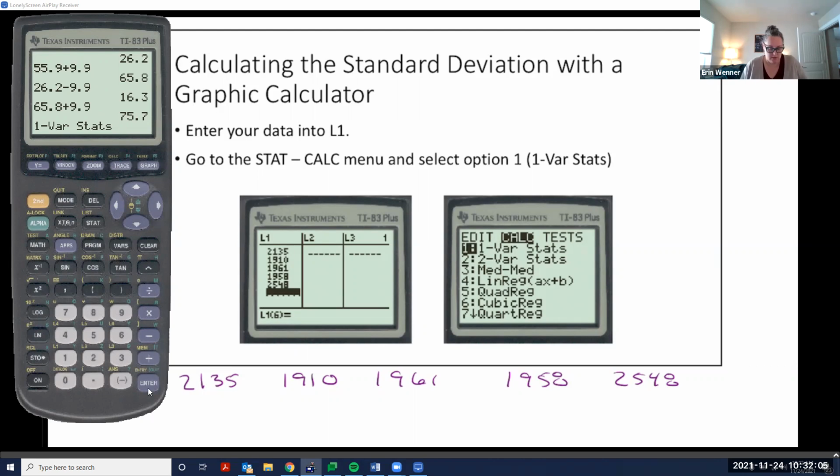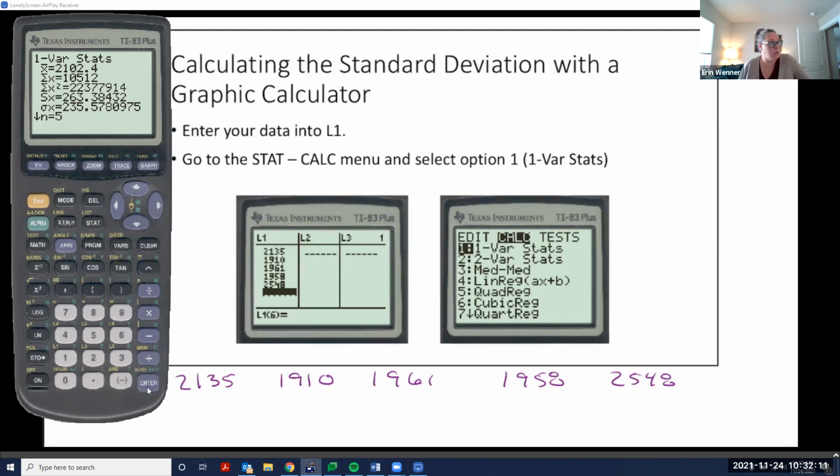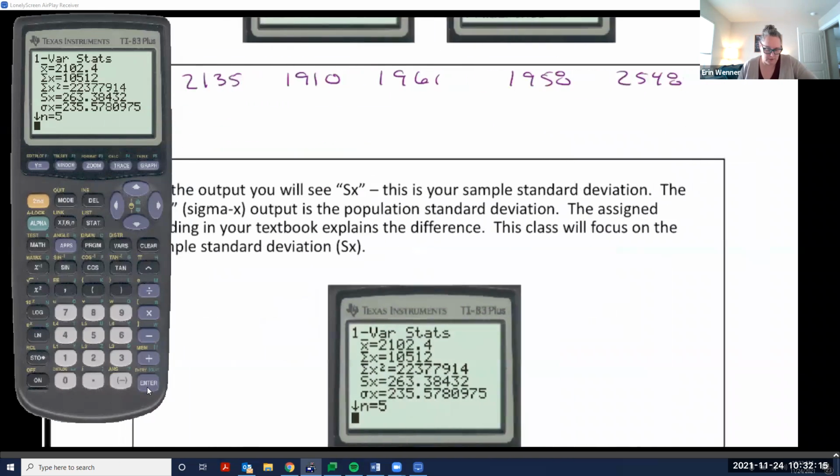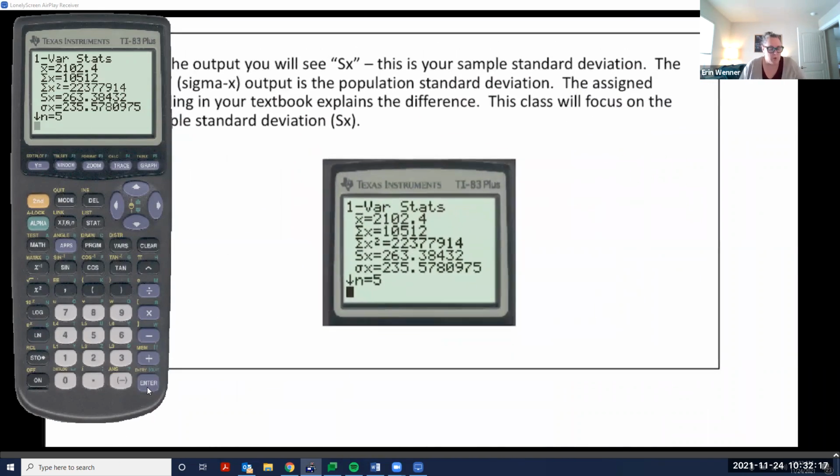And then from here, we are just going to press enter. So let's go to the next page. Oops, I keep forgetting this. I set it up so they're double. So the output you will see is Sx. And that's this one right here.